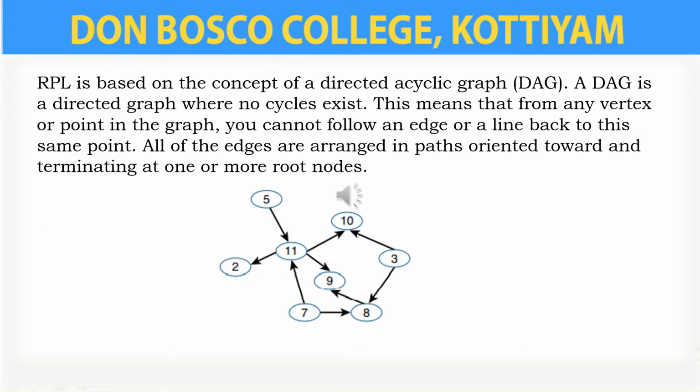This RPL is based on the concept of a directed acyclic graph. A DAG is a directed graph where no cycles exist. In a DAG, it is impossible to traverse the entire graph starting at one edge and return to it. From this figure, we can see that there is no way that we can start from a node and end in the same node.